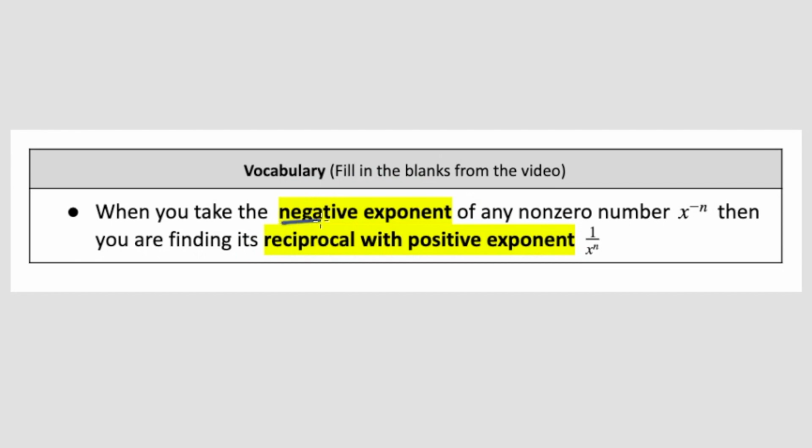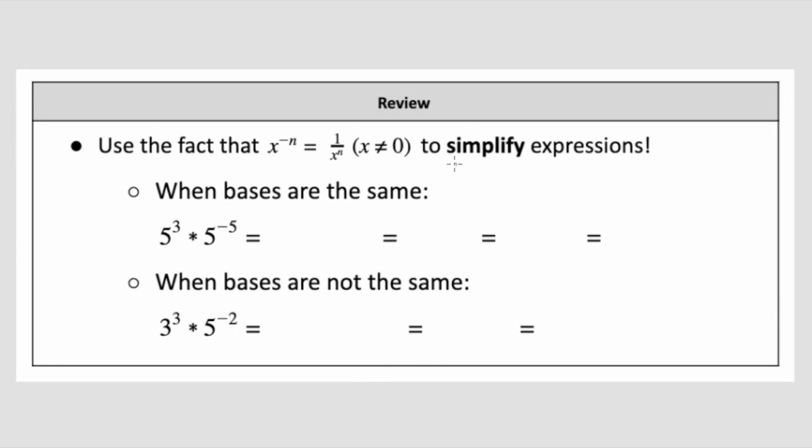That concludes our examples. Let's go over some vocabulary before finishing up. When you take the negative exponent of any non-zero number, then you are finding the reciprocal with the positive exponent. This is really important. We learned about negative exponents and reciprocals today. And finally, let's review some key terms. So we talked about the fact that this can be used to simplify expressions. When bases are the same, we can simply treat negative exponents like we've been treating the other exponents so far.